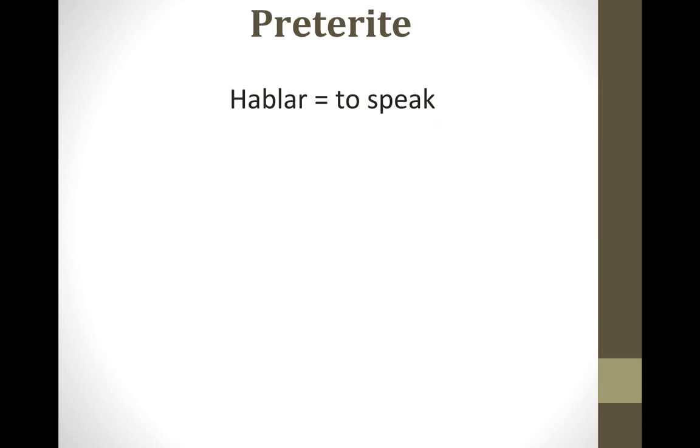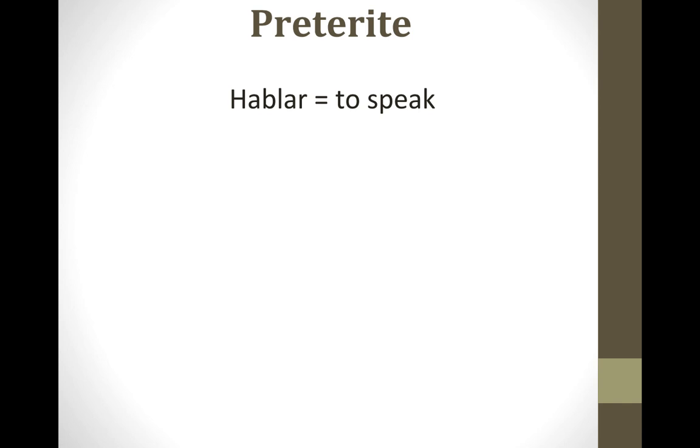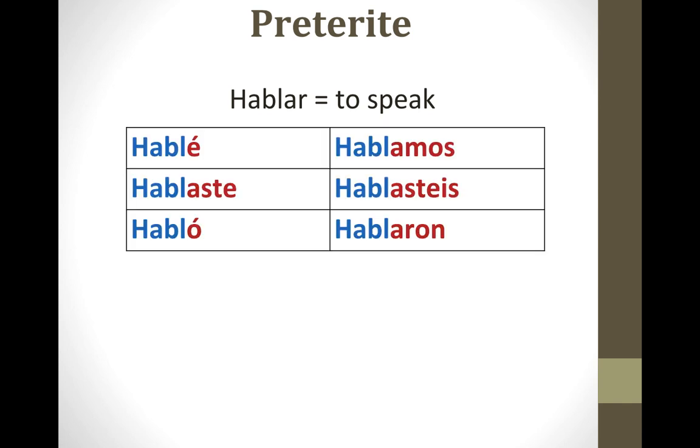First up on your note guide, you will see hablar. Hablar means to speak. If we wanted to say I spoke or they spoke, we would need to put that in the preterite tense. To do so, remember we have two steps. Step 1, we drop the AR. And step 2, we add the appropriate ending. So our preterite conjugation for the verb hablar is hablé, hablaste, habló, hablamos, hablaron.